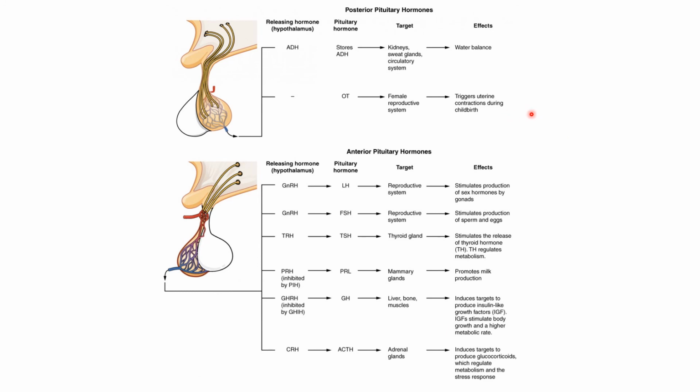So the water balance, uterine contraction during childbirth, the production of sex hormones by the gonads, and we have the stimulation of production of sperm and eggs, thyroid hormones, milk production, insulin-like growth factors IGFs, which stimulate growth and higher metabolic rates. And finally, we have the glucocorticoids, which regulate metabolism and stress response. So it has multiple functions.